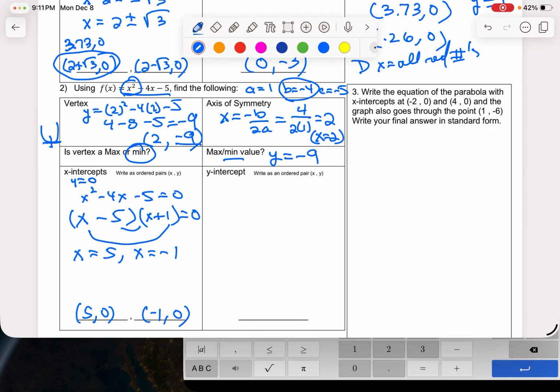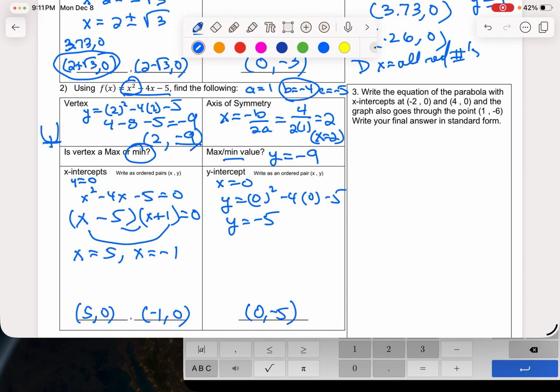Okay, y-intercept. That's when x is 0 now. So we're just going to go up here and plug in 0, and I get y is equal to 0 squared minus 4 times 0 minus 5. So it's just y is -5. So what's that point? (0, -5). Okay, I didn't ask you to graph this one.